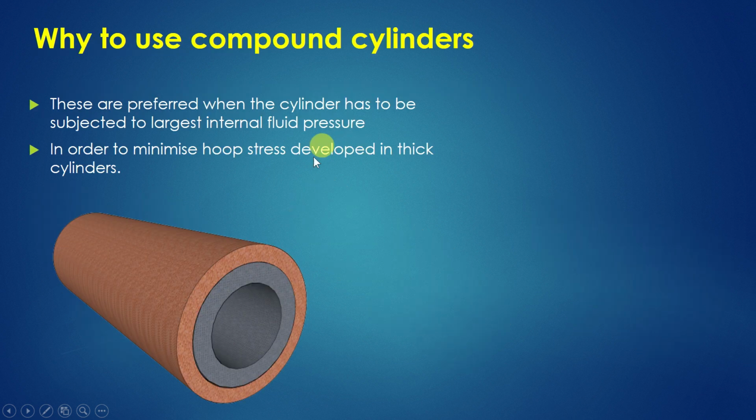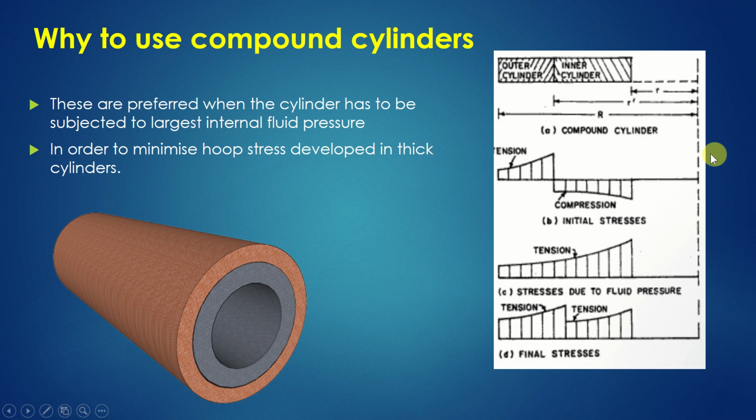So why should we use compound cylinders? Now if you see this compound cylinder, there is a junction over here. That junction will reduce hoop stresses. So comparatively single thick cylinder, the compound cylinder will minimize the hoop stresses developed in the thick cylinders across the thickness. We shall see with the stress diagram.